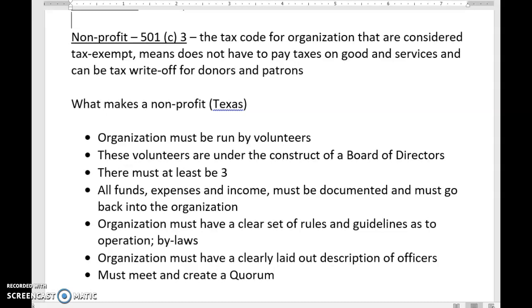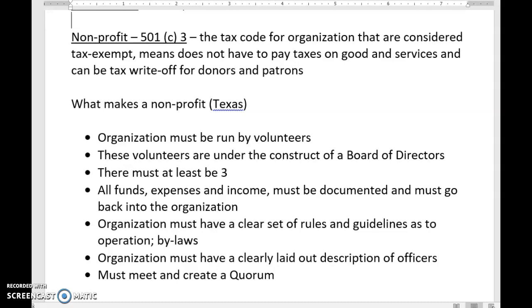So there are a lot of nonprofits that are also professional theaters, and I'll show you what I'm talking about. What makes a nonprofit, mainly in Texas, but these are pretty generic rules for most of these: an organization must be run by volunteers. The volunteers are under the construct of being a board of directors. That means if you're on a board of directors for a nonprofit, you're not getting paid, you can't get paid. There must be at least 3 board of directors in Texas to be a functioning nonprofit board.